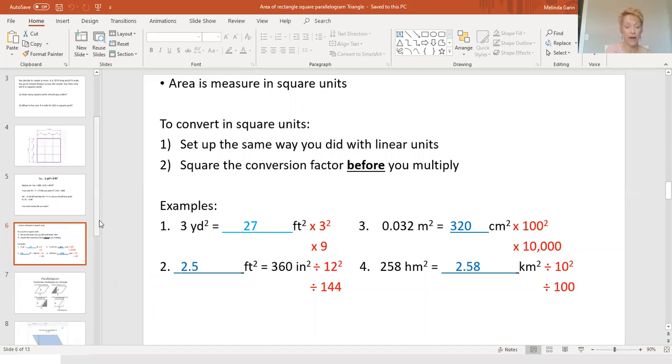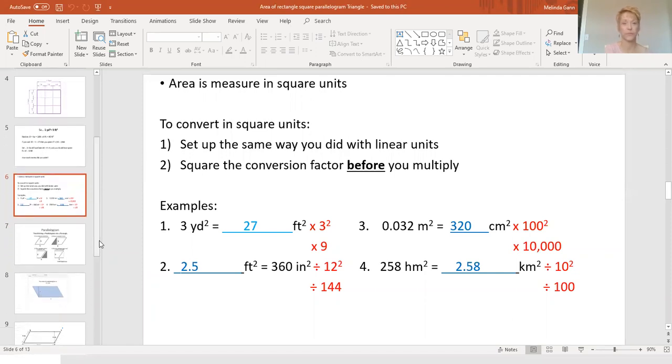Now let's talk about how to work the problems. All right. Areas are measured in square units. So square yards are a yard long and a yard wide, square feet, a foot long, a foot wide, and so forth. This is the easiest way to do it. So you don't have to memorize a whole new bunch of conversion factors. You're going to do it exactly the same way you did with linear units with one extra step.